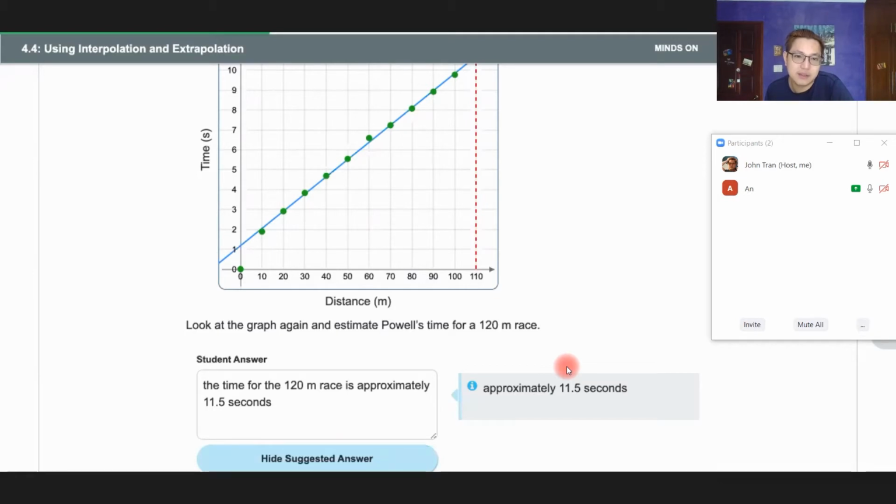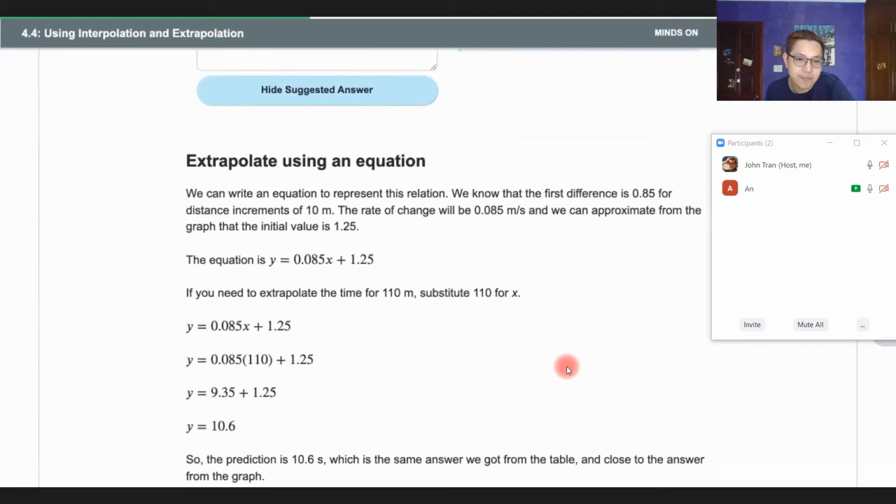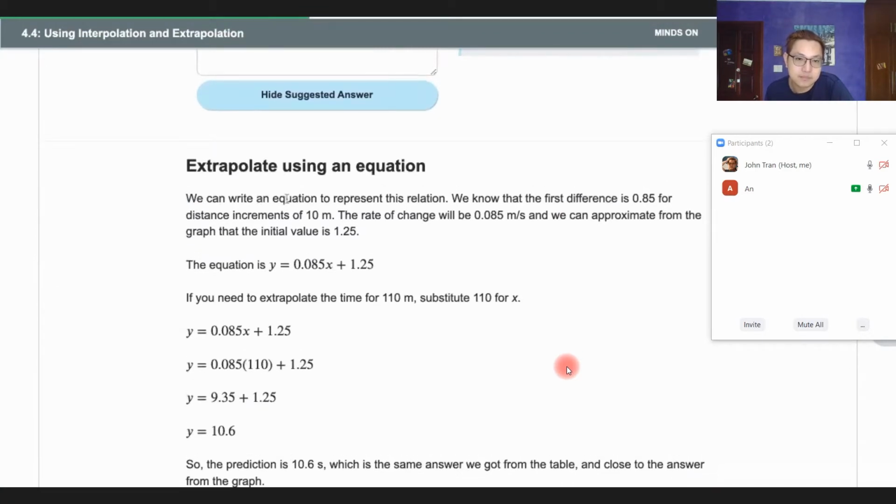Okay, let's go down and extrapolate using an equation. We can write an equation to represent this relation. We know that the first difference is 0.85 for distance increments of 10 meters. The rate of change will be 0.085 meters per second, and we can approximate from the graph that the initial value is 1.25.